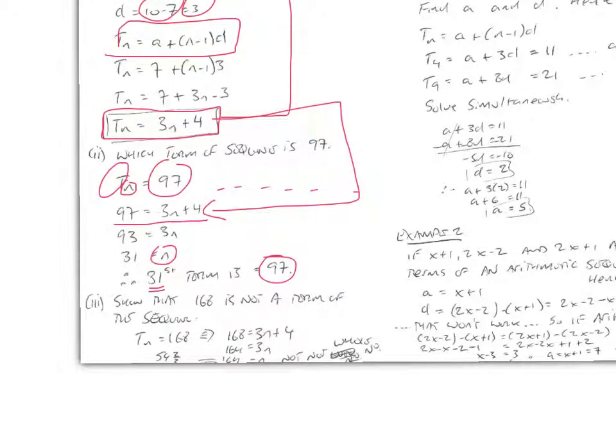And then show that 168 is not a term of the sequence. So Tn equals 168, so you equate 168 equals 3n plus 4. Find the value of n, and you'll see that n is 54 and 2/3. It's not a whole number, so you can't land on a term that's a fraction. It has to be the first term, the second term, not the second and a half term.